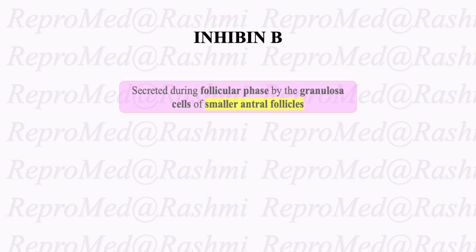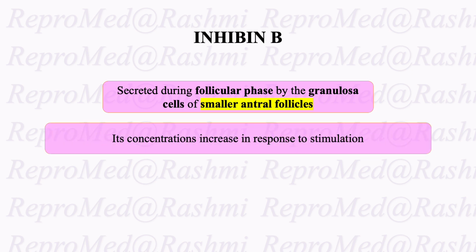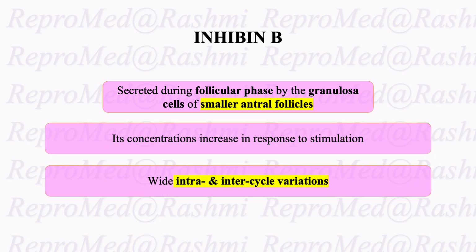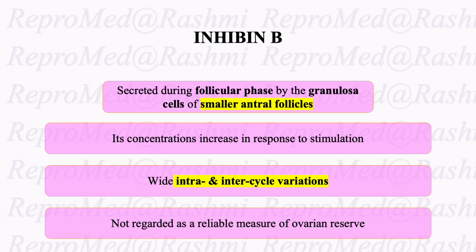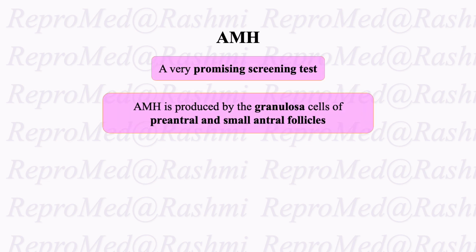Inhibin B is another test to assess the ovarian reserve, although it is not that famous a test. Inhibin, we all know, is secreted during the follicular phase by granulosa cells of small antral follicles, and its concentration increases in response to stimulation. But just like FSH, it has wide intra and intercycle variations, and it is not regarded as a reliable measure. Now, anti-Mullerian hormone. It is a very promising screening test.